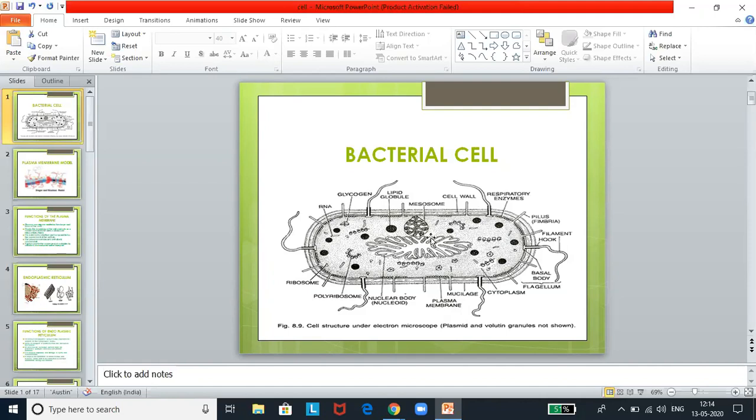Bacterial cells may be motile or non-motile. If you look at the bacterial flagellum, it has a basal body, a hook and a filament. That is the three parts. The filament is the longest portion and extends from the cell surface to the outside.